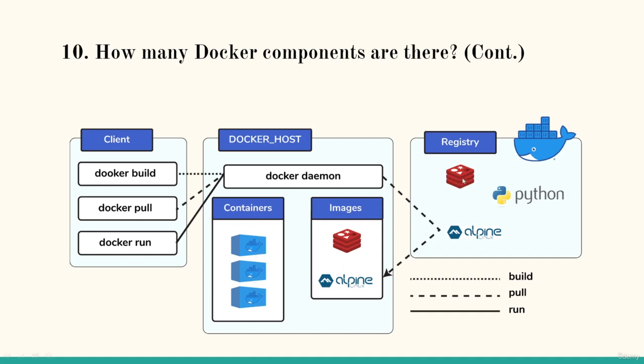The registry here, you can see, has the Python image, the Redis image, the Alpine image, etc. And here you can see the line with the dot, this is build, and the line with the dashes here, this is the pull. You can see that the Docker daemon here is pulling the Alpine image from the Docker registry. And run here, you can see that the client will send the command docker run to the Docker host, which is the Docker daemon.